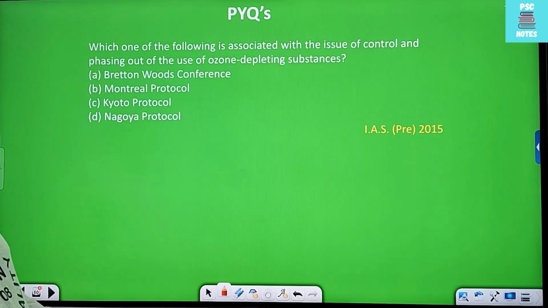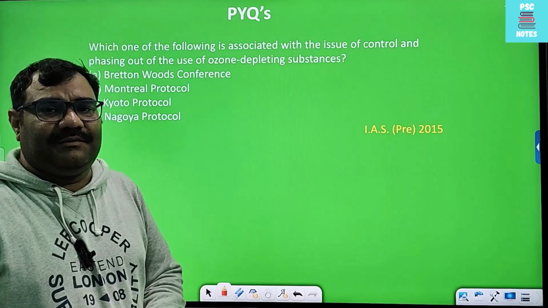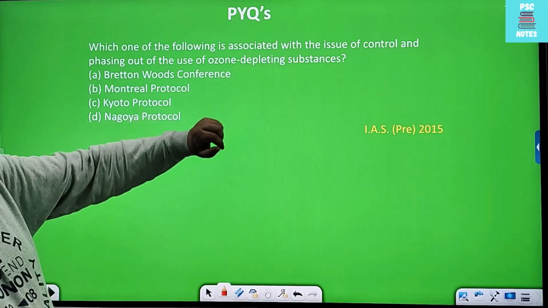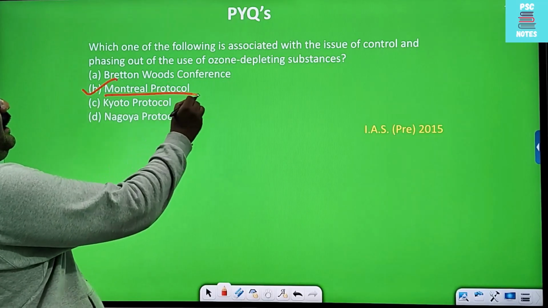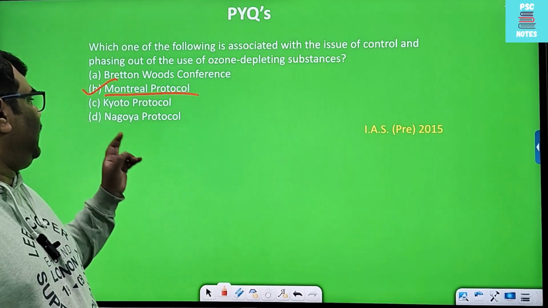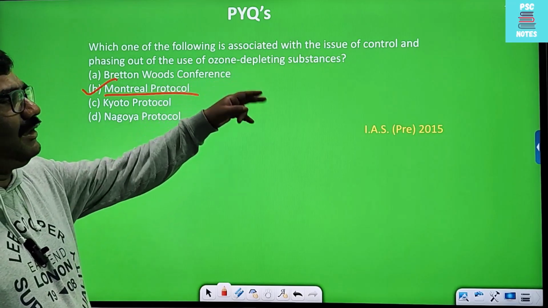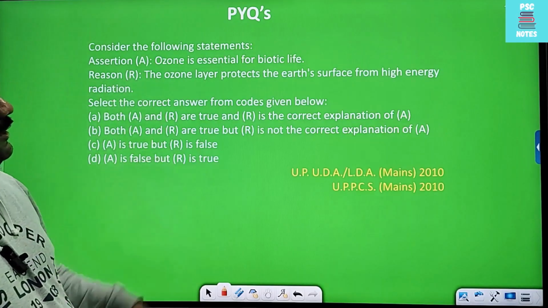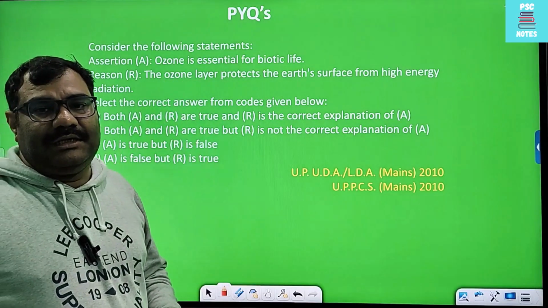ठीक है. Now coming to next question, which of the following is associated with the issue of control and phasing out of use of ozone depleting substance? तो Montreal Protocol, ठीक है. Kyoto Protocol is for carbon trading, ठीक है. Bretton Woods conference are economic, ठीक है. World Bank है.